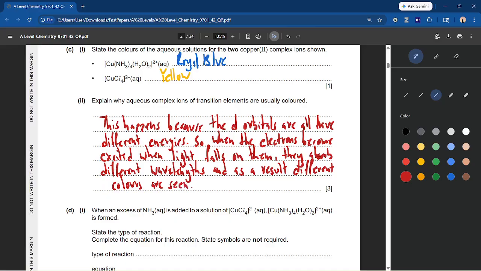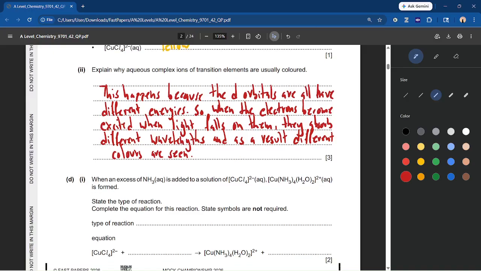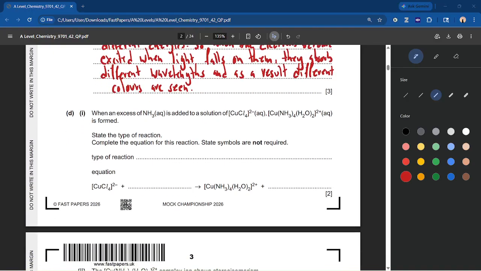Alright, so your 3 marks are for writing that the d orbitals have different energies. The electrons become excited is another one of your marking points, and you have to mention that they absorb different wavelengths of light, but you also have to mention that because of that, different colors are observed.